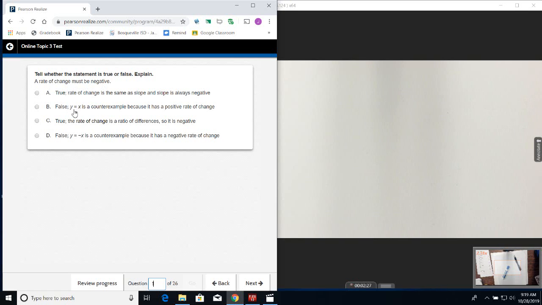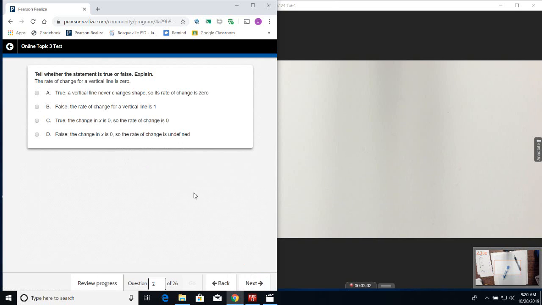But why? Well, it would have to be B, and the reason why it's B is that y is equal to 1 times x, which is the parent function, is a counterexample. What's a counterexample? An example that makes it false. It's an example that would disprove the first statement that it must be negative, because if I have y is equal to 1 times x, then that slope is a positive 1. And it has a positive rate of change, so that would have to be B. Okay? Any questions about that?